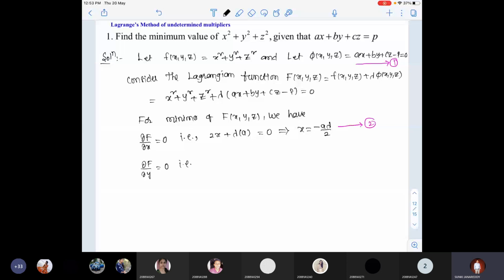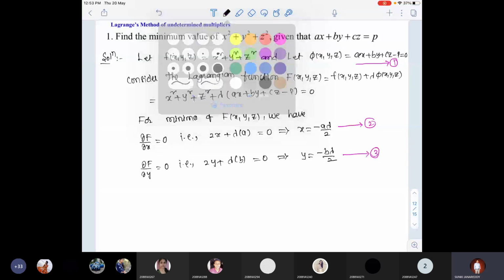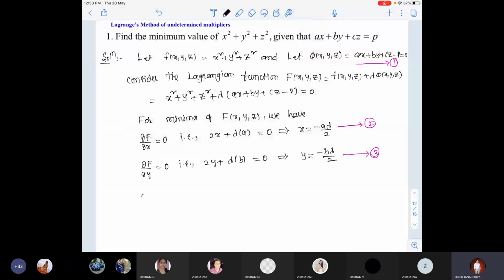That is 2y plus lambda into b, that is equal to 0. That implies y is equal to minus b lambda by 2. Take this one as equation number 3. Next, at last, dou f by dou z value we should know.